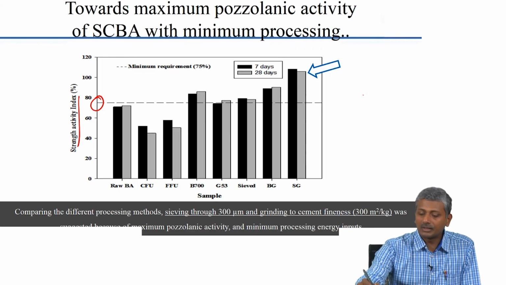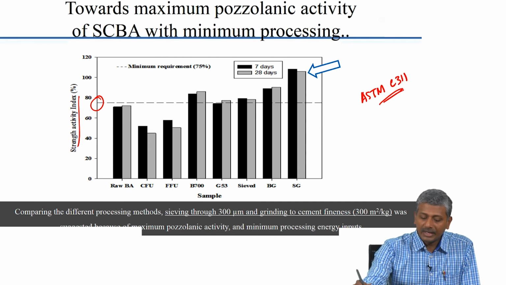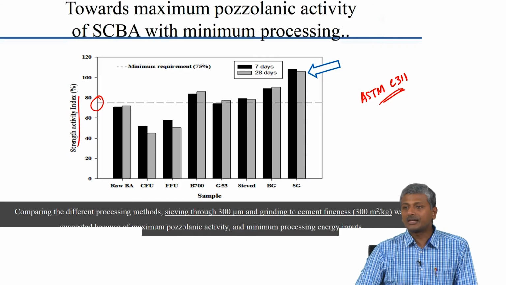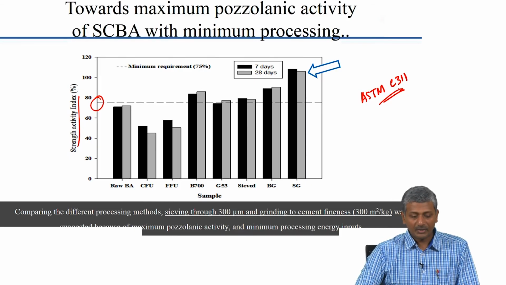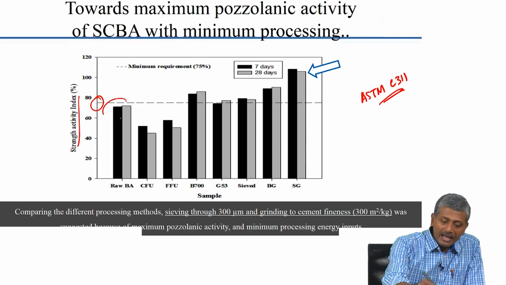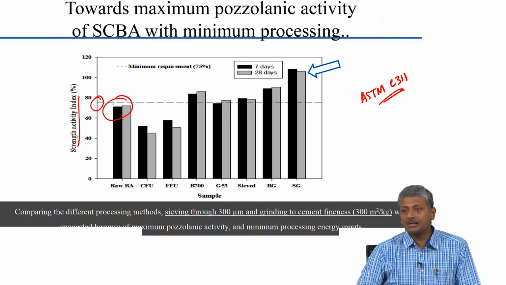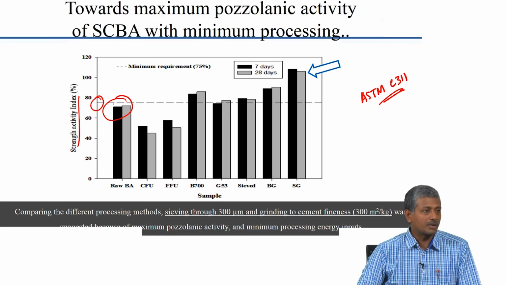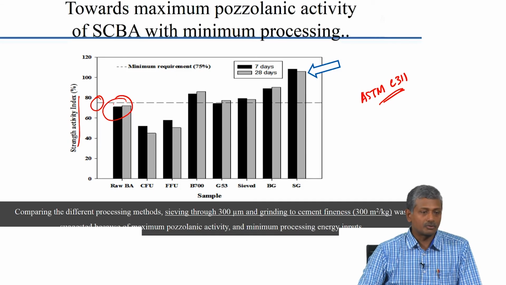If you look at ASTM C1202, that describes the strength activity index test for fly ash, and we applied the same test here for bagasse ash. You can see here that the as-collected bagasse ash, the raw bagasse ash, at 7 and 28 days was falling marginally short of the requirement. As-collected bagasse ash. So, obviously it needs some processing, otherwise you are not really going to get substantial benefits out of it.